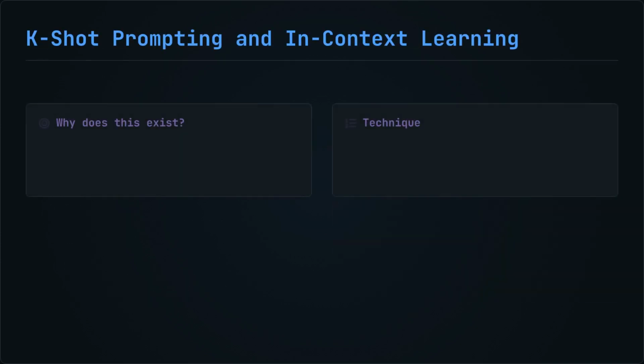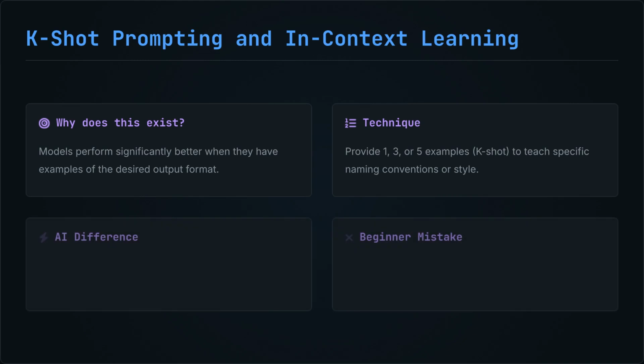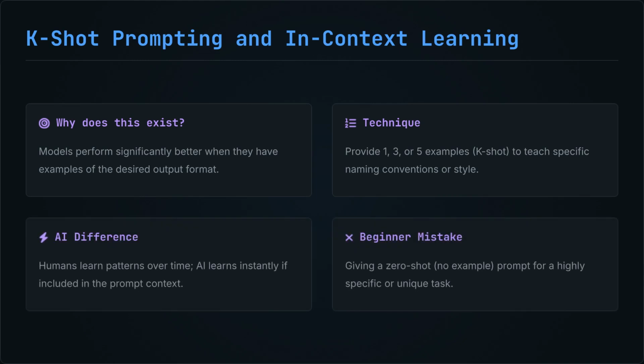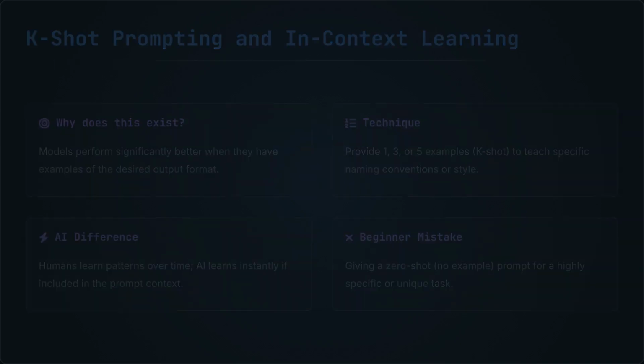K-shot prompting uses examples, such as 1, 3, or 5 examples, to teach the model desired output formats or specific style. This is crucial for unique tasks where a zero-shot prompt will fail.